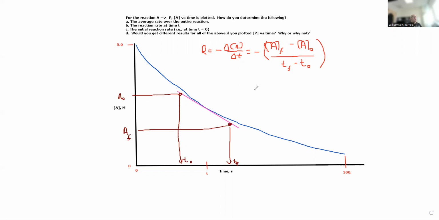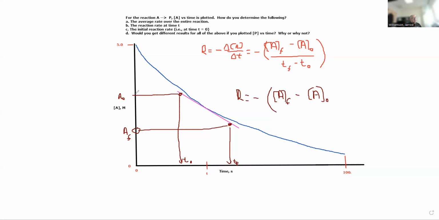Right? And I would put those numbers in. And so the rate would be minus, and then whatever A final was, whatever number I picked off of there, I would put that right here, where that was, whatever number that happened to be, minus A initial, whatever number I happen to estimate that to be.